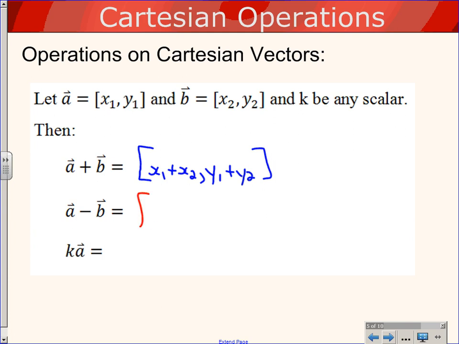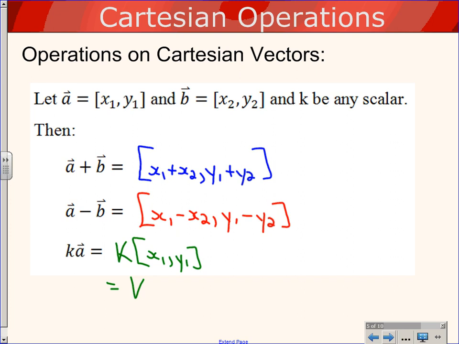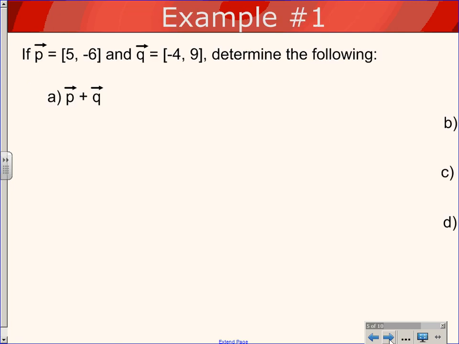The same thing works for subtraction. We would just subtract them. I guess you have to be a little bit more careful with the subtraction because you have to do it in the right order. It was vector A take away vector B. And if we're doing scalar multiplication, you just multiply through the bracket. So basically you would have k times [x1, y1], which is just [kx1, ky1]. Just scaling the vector up a little bit. Okay, so that's the official definition of how our first three operations will work with Cartesian vectors.